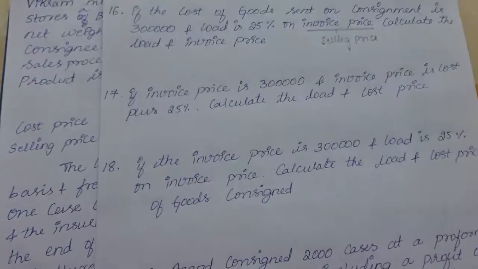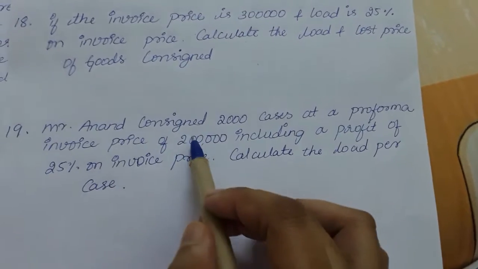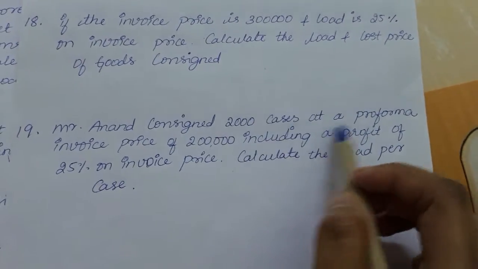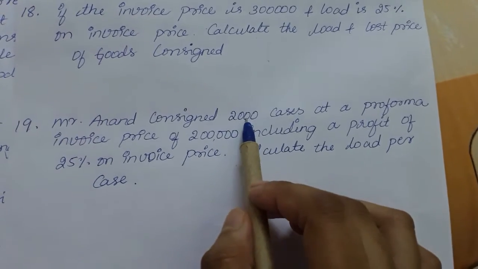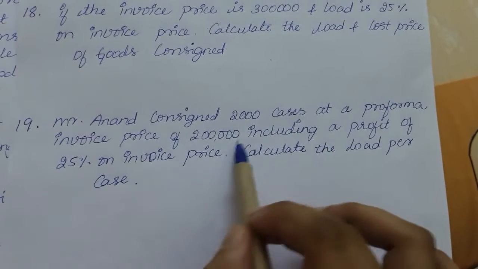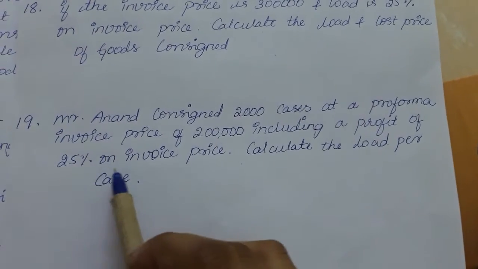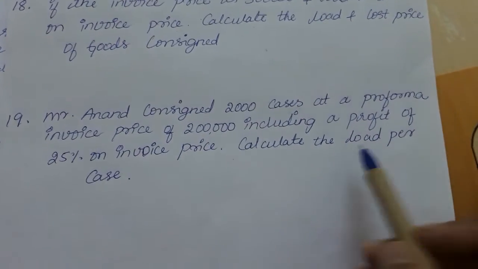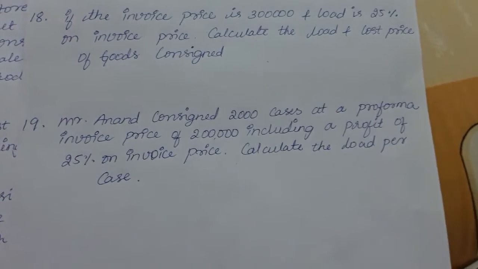Done. So next, coming to problem number 19. Here is the problem. Mr. Anand consigned 2000 cases at a pro forma invoice of 2 lakh, including a profit of 25% on cost price. Calculate the load per case. Here you are supposed to calculate the load per case.